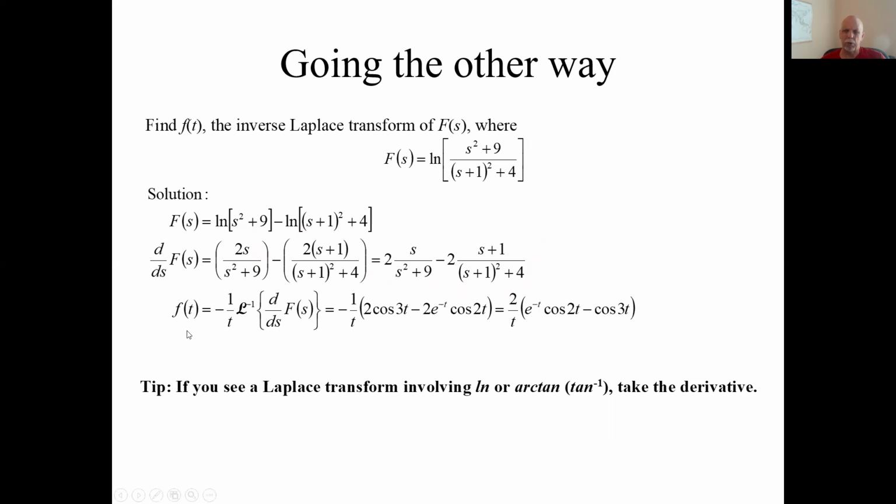And now from the property we just had, the time function is minus 1 over t, the inverse Laplace transform of that derivative. In this case, it's minus 1 over t. This was 2 times cosine of 3t. And this was 2 times e to the minus t cosine. Distribute that minus sign, and here's the answer. You have to be a little careful going the other way because sometimes you can get an answer, but the time function doesn't really converge. It doesn't really have a Laplace transform. So you have to be kind of careful going the other way.